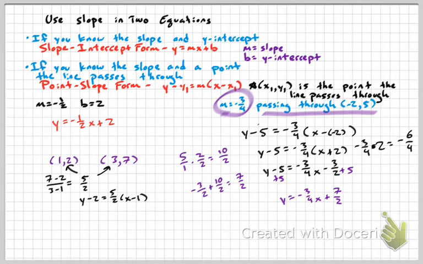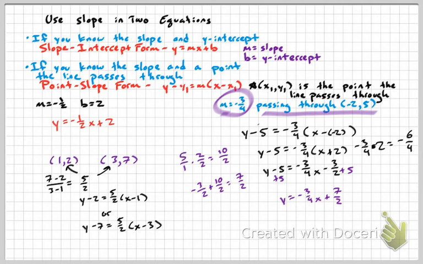I could simplify that out. Or I could do y minus y1 equals m times x minus x1 with the other point. And both of those, believe it or not, will give you the exact same equation. It doesn't matter which one you did.